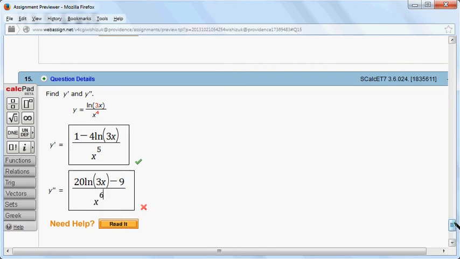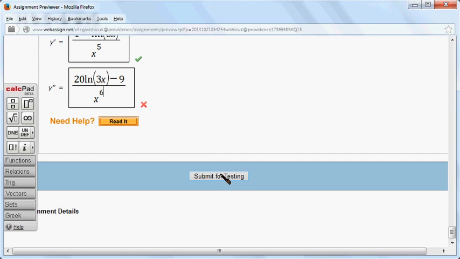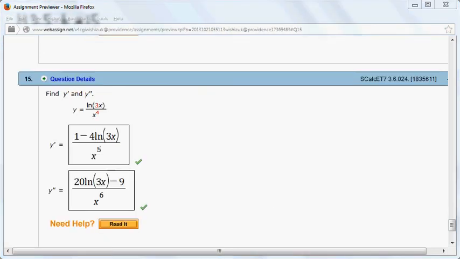All right, let's check the answer. It came back, and we got the second derivative correctly as well. That's it. I hope that this was clear.